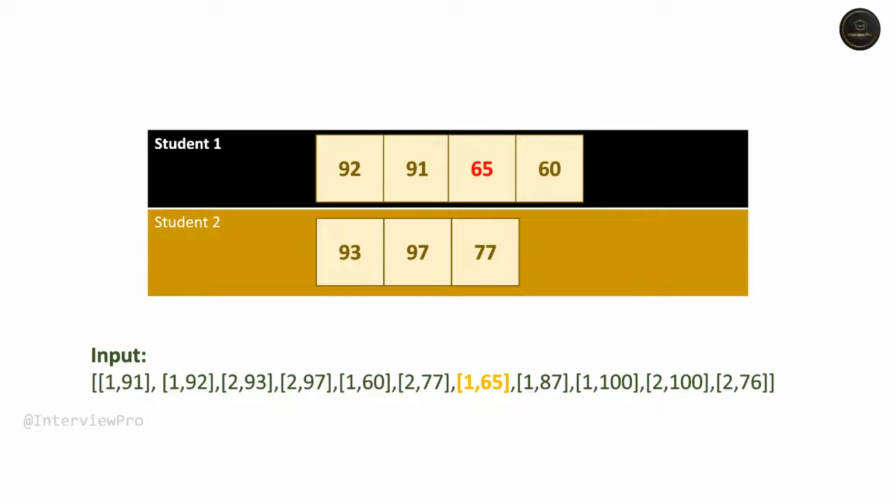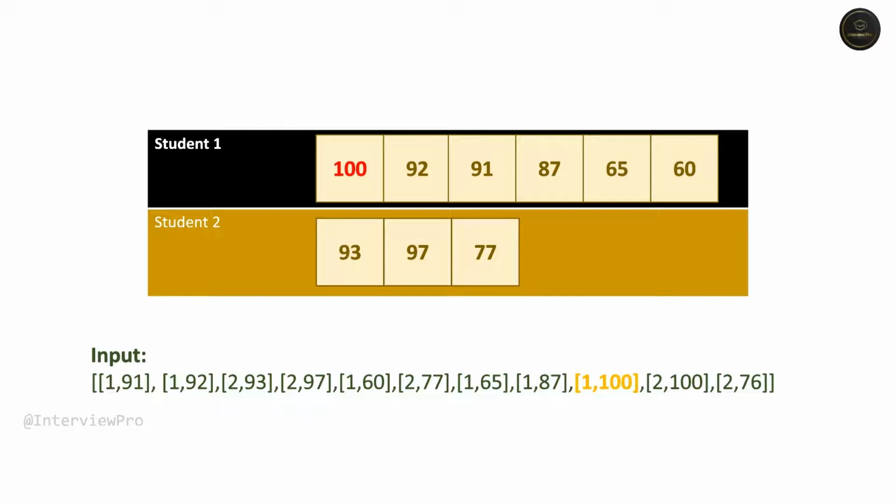65 for student 1. 65 is greater than 60. So now the queue will be 92, 91, 65 and 60. Then we have 87. 87 is also greater than 65 and 60, so it is sorted accordingly. Then we have 100 and the priority queue is sorted based on the descending order. Then we have 2, 100. 100 will be inserted into the priority queue of student 2. Then 2, 76 for student 2.